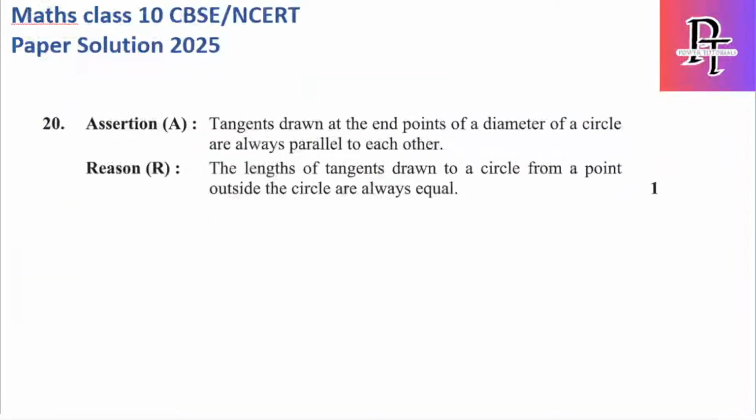Okay, let's move to the 20th, which is the last question of section A. Tangents drawn at endpoints of a diameter of a circle are always parallel to each other. Yes, it is true. The lengths of tangents drawn to a circle from a point outside the circle are always equal. Yes, this is also true. But are they related? No. So the answer is B, where A and R are true but R is not the correct explanation of A.